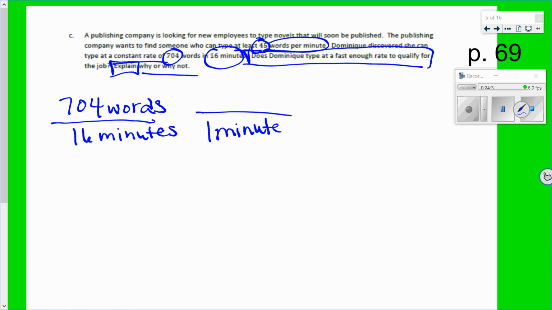So how did I go from 16 to 1? Divided by 16. Very good. So I need to take 704 divided by 16. See what you get. 44. And what does she need? 45. Is she qualified? No. By one word.